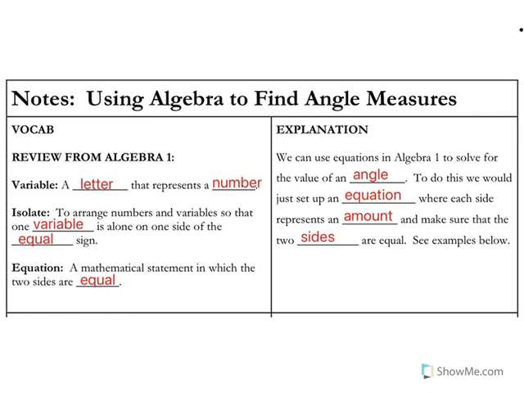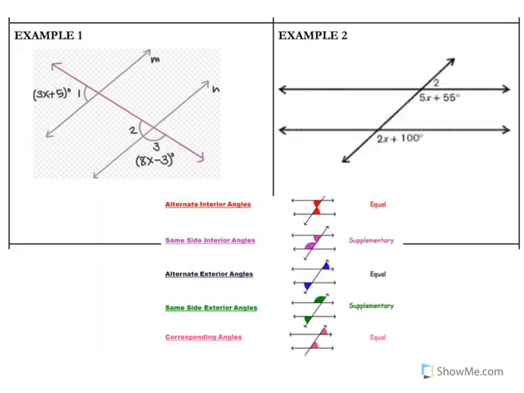So we can use equations in Algebra 1 to solve for the value of an angle. To do this, we would just set up an equation where each side represents an amount and make sure that the two sides are equal. So let's take a look at some examples. Now, I went ahead and brought the visual over from the last section, and that could be very helpful for you. So I suggest that you open that up on your screen and maybe do two windows.